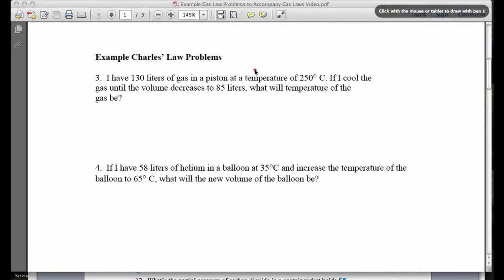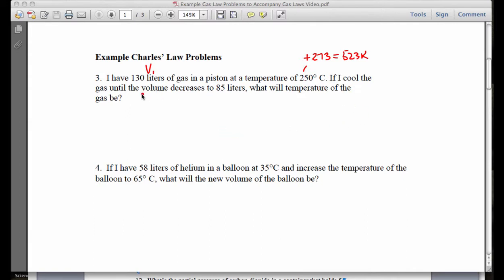Let's do two Charles' law problems. I have 130 liters of gas. That's V1. In a piston at a temperature of 250 degrees Celsius. In gas law problems, you immediately switch to Kelvin. To get to Kelvin, this will be 523 Kelvin. The reason we have to be in Kelvin is we may not divide by 0.